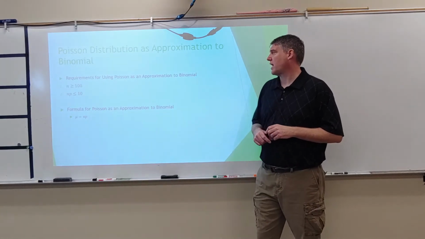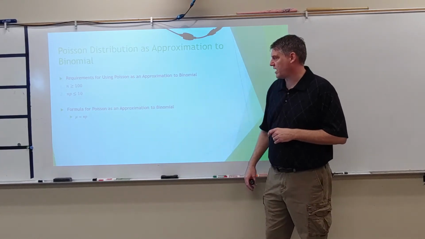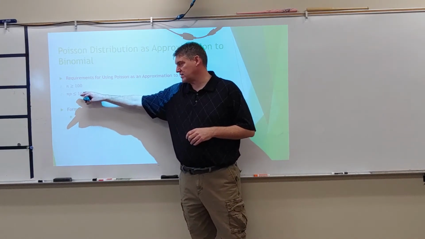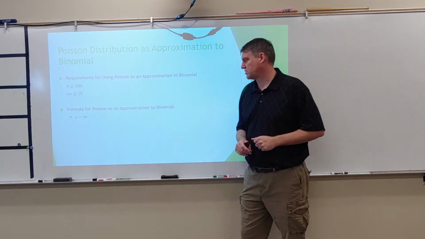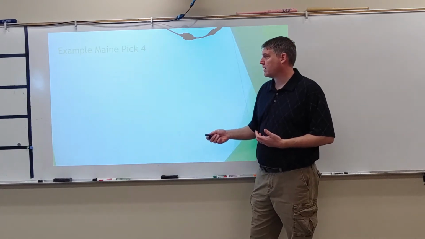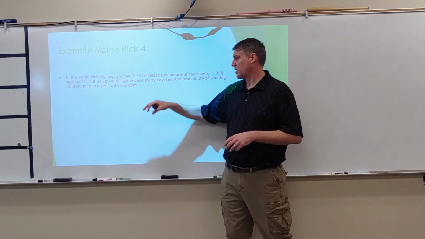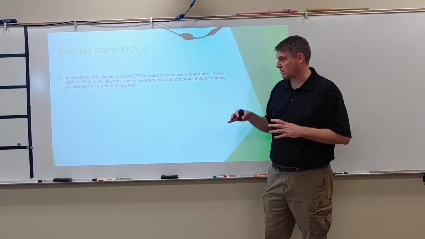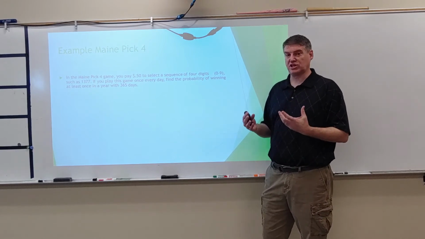Poisson distribution as an approximation to binomial. Requirements for using Poisson as an approximation to binomial: n greater than or equal to 100, and np less than or equal to 10. The formula for Poisson as an approximation to binomial is the mean equals np. Okay? So Maine Pick 4. In the Maine Pick 4 game, you pay 50 cents to select a sequence of 4 digits from 0 to 9, such as 1, 3, 7, 7.